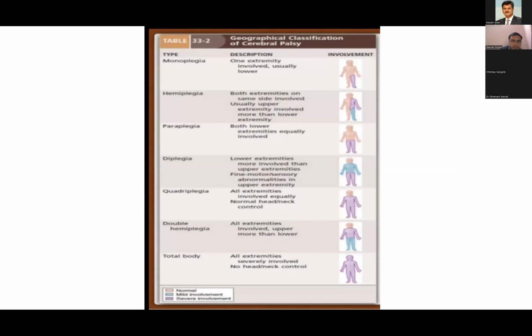Another classification is known as a geographical or anatomical classification based on the part of the body involved. It can be monoplegia. Monoplegia is quite rare where only one extremity is involved and it is usually the lower extremity. It can be hemiplegia where one side of the body is involved and here the upper extremity is involved more than the lower extremity. It can be paraplegia where both lower limbs are equally involved.